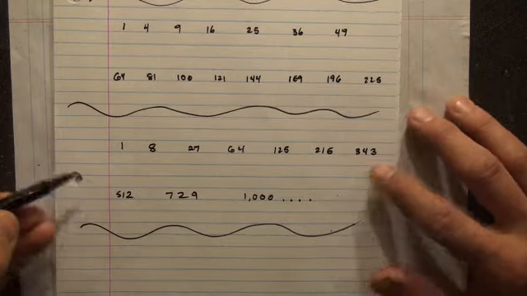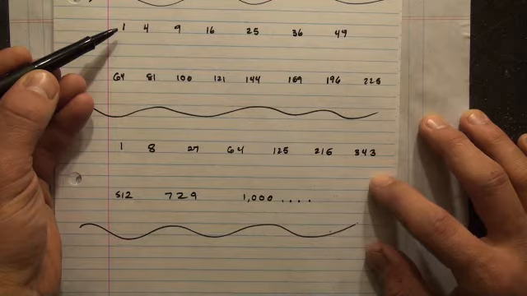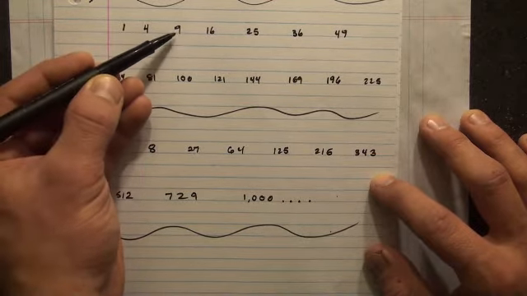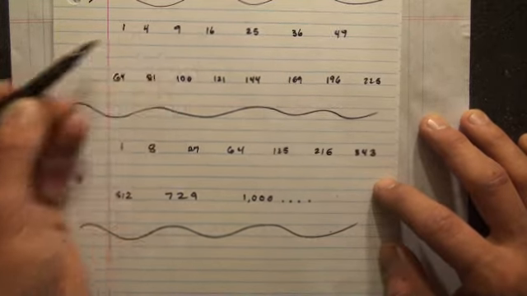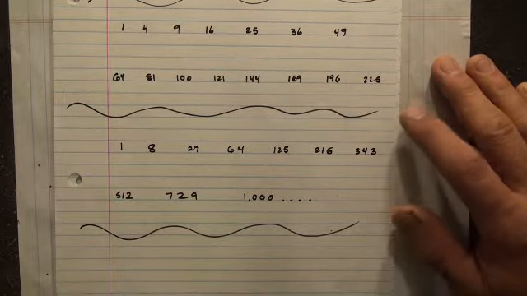Here's a list of perfect cubes. This can be generated just by your own mind. 1 squared is 1, 2 squared is 4, 3 squared is 9, 4 squared is 16, and on and on and on up to 15 squared. These are very memorizable too.